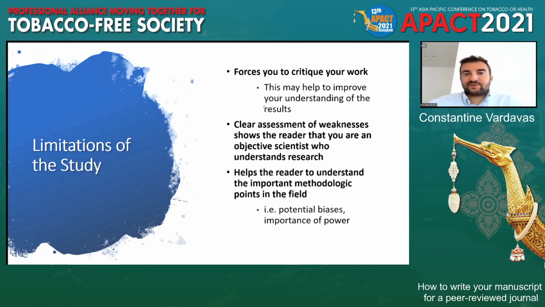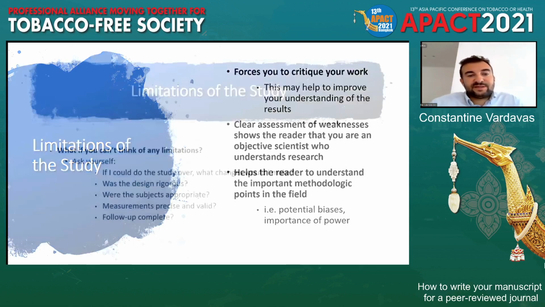Okay, so thank you. So a clear assessment of weaknesses can show the reader that you're an objective scientist and you understand the research, you understand the limitations, and you present your potential biases: a small sample size, if you have a small sample size in your study, or a small response rate. An important limitation is if it's a cross-sectional study, you can't attribute causality, and things like that. So those things you put into your limitations.